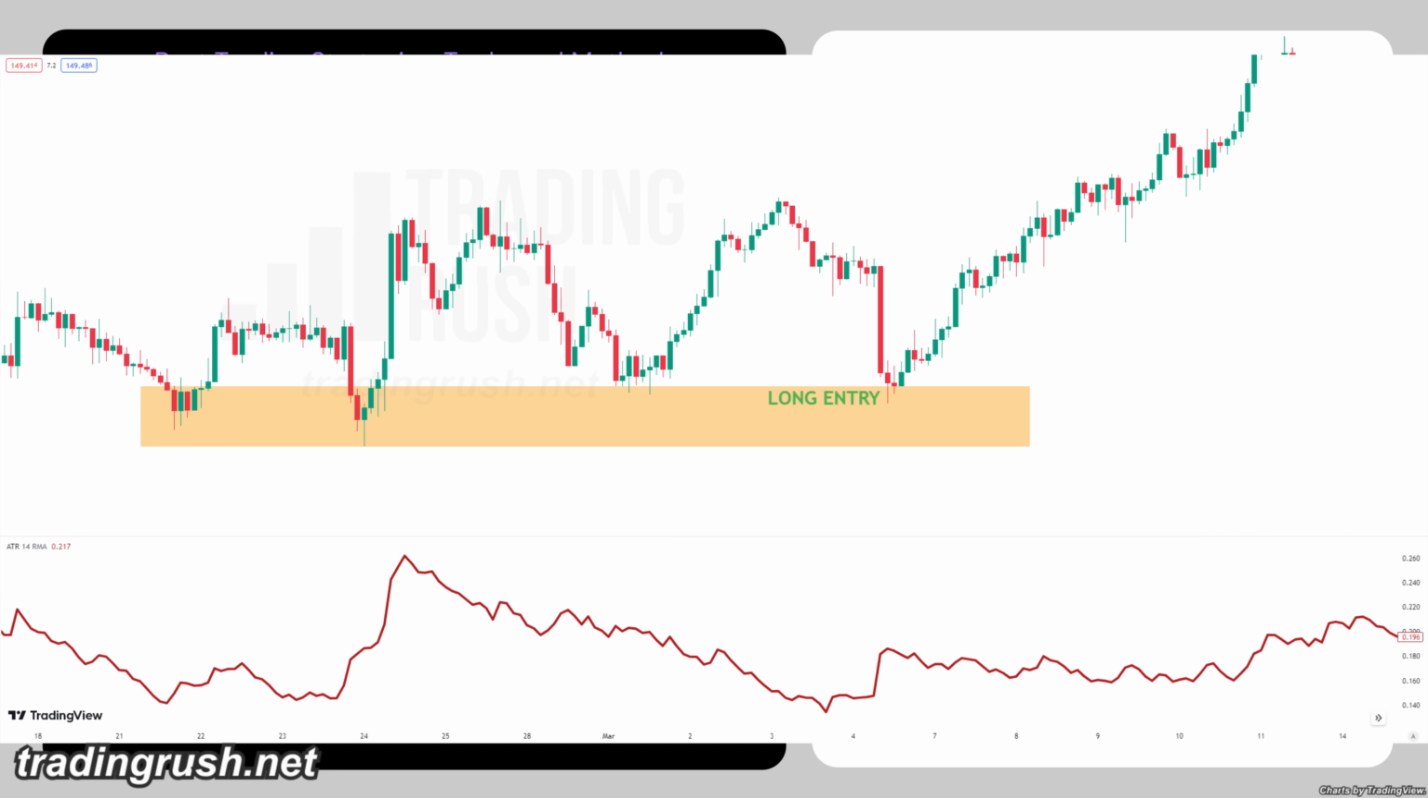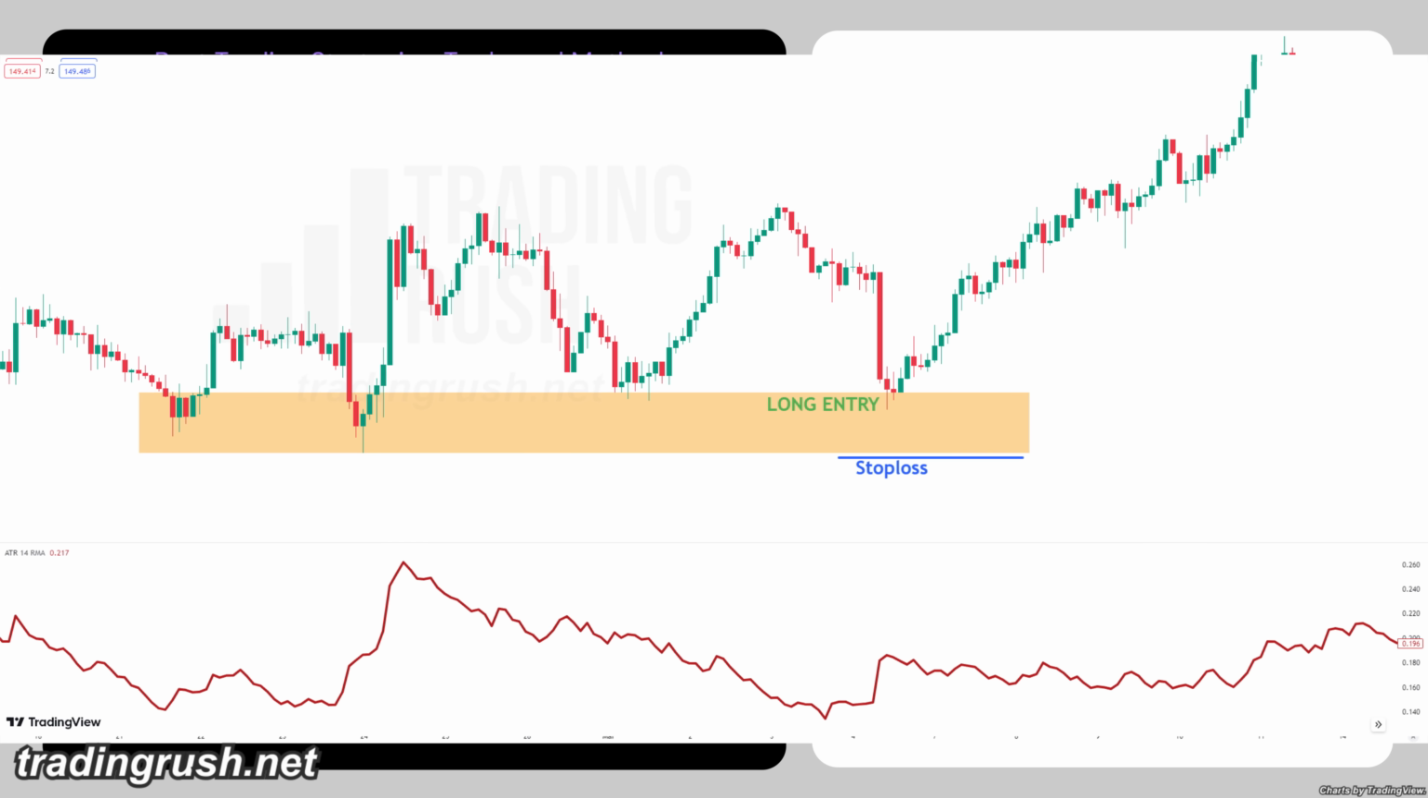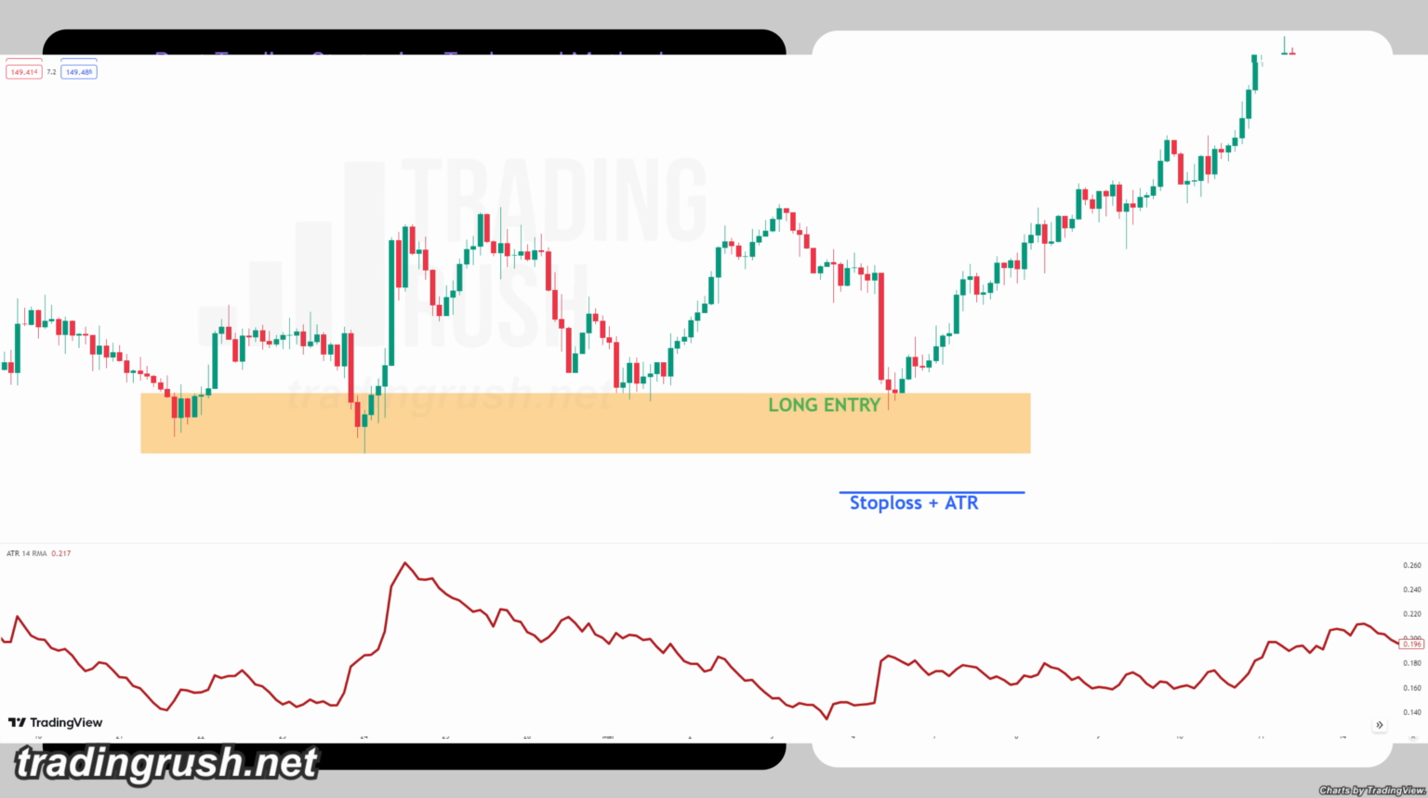For example, if I was taking a long trade near a support area, normally I would set the stop loss just below the support. But this stop loss could easily get triggered because of the market noise. So, to solve this problem, I can add the ATR value to my stop loss distance. It's like adding a market noise distance to the stop loss. Now my stop loss is far away, and the trade has a higher probability of winning.